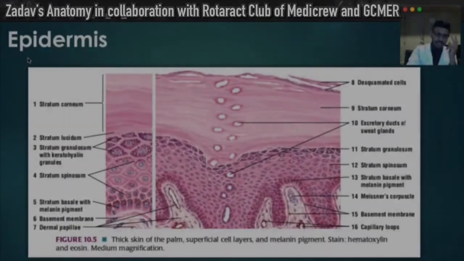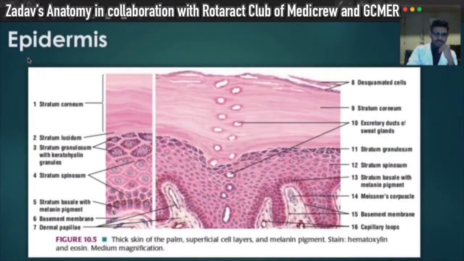Okay, the epidermis is an example of stratified squamous epithelium. But let's have a closer look at what exactly is happening as we go from below upwards. The first layer is known as stratum basalis, or it is also known as stratum germinativum. Now, if you were to describe the cell of every layer, how would you describe it?